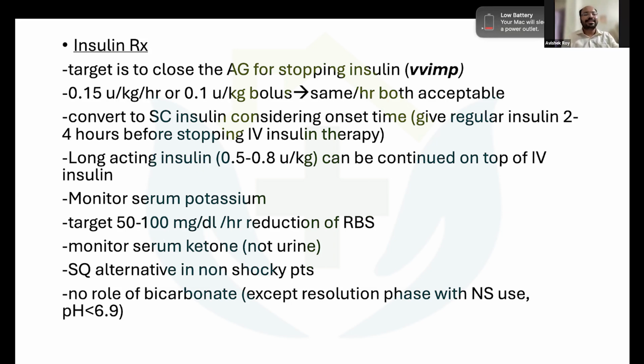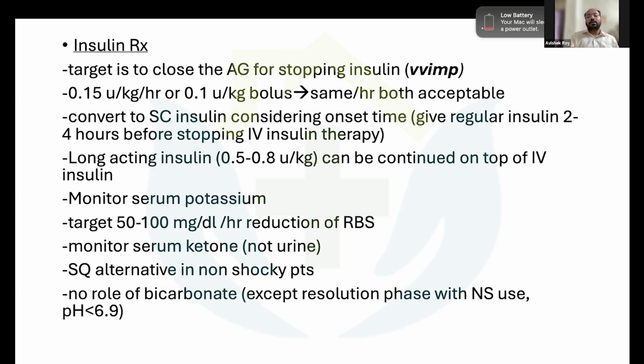The dose varies. You can give 0.15 units per kg body weight as an infusion at the start, or you can just give a bolus at 0.1 units per kg and run a 0.1 units per kg per hour infusion. Either way, you can continue. You can give the infusion without the bolus itself. Then you have to convert to subcutaneous insulin.